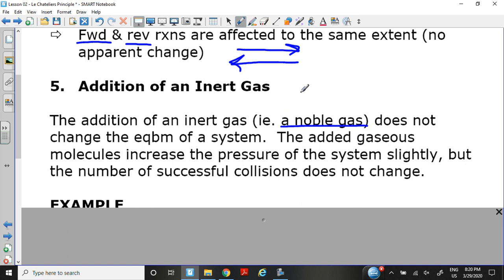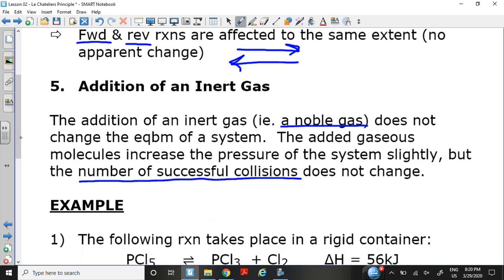So we know all of our noble gases. If these are added, it might change the pressure slightly, but here there's actually no effect because the number of successful collisions doesn't change. And if the number of successful collisions doesn't change, then the rate of the reaction doesn't change. So if you have a noble gas being added, you won't see any shift happening with your equilibrium or any change.